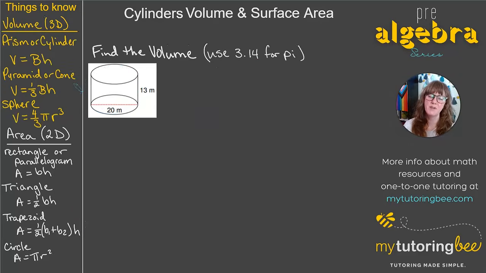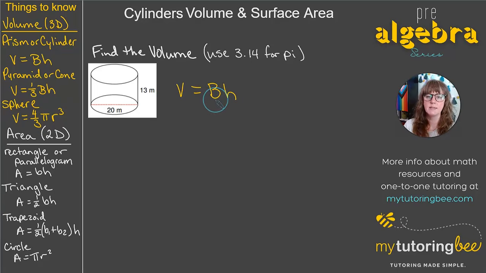All right, next we're going to find the volume of this same cylinder. So we've got the same cylinder with a diameter of 20 meters, a height of 13 meters, and our volume is the same as a prism because, as I said before, this is technically just a prism, but just with a circular base instead of triangular or rectangular. So we have a special name for it, which is cylinder, but it is the same formula.